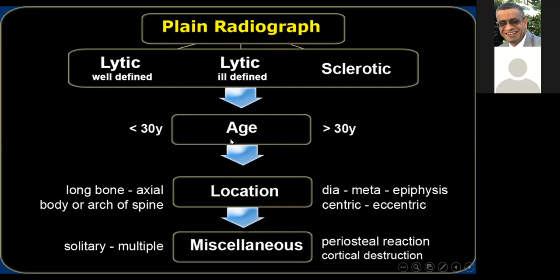Then we ask about the age of the patient, because age is the most important clinical clue in the differential diagnosis of bony tumors. Then we look for the location of the lesion within the skeleton, either long bones, skull, spine, or small bones of the hand and foot. Also, the location of the lesion within the long bones, either diaphysis, metaphysis, or epiphysis, and axial location within the bone itself, either centric or eccentric. After that, we look for the pattern of bone destruction and bone repair in the form of periosteal reaction, and whether the lesion is solitary or multiple.